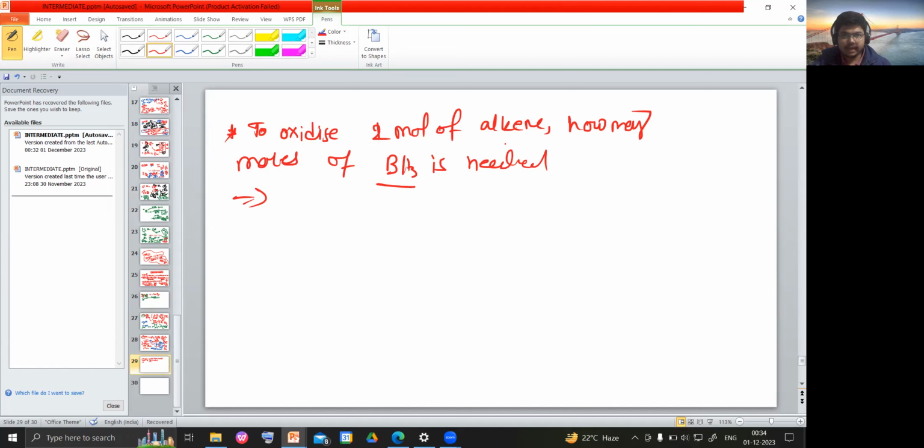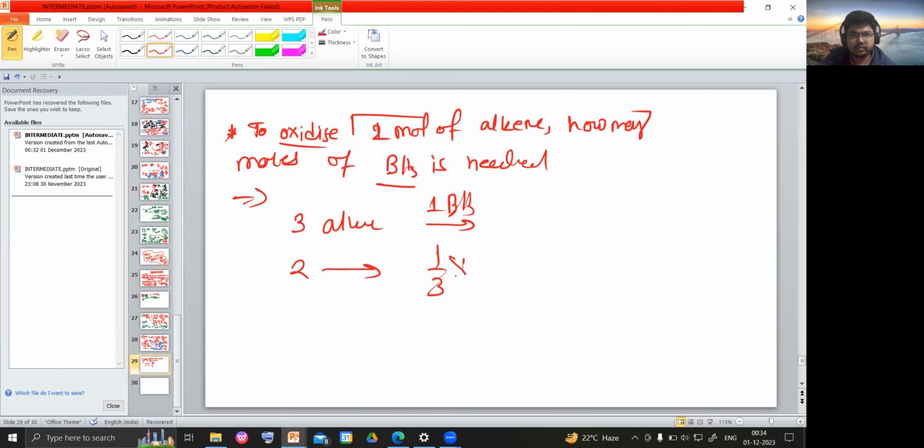Here BH3 and oxidize, these two terms indicate this is a question of hydroboration oxidation. So here 3 moles of alkene give 3 moles of alcohol. We have to use 1 mole of BH3. Then to oxidize 2 moles of alkene, 1 by 3 into 2. The answer is 2 by 3. This will be the answer. Hope you have received it, if I've understood this properly.